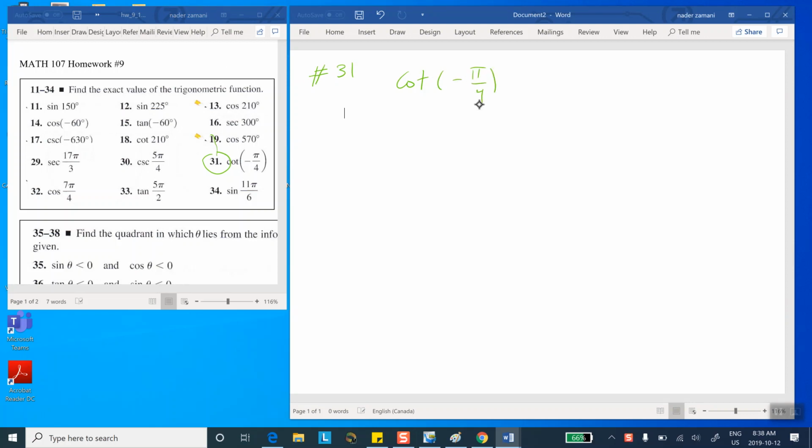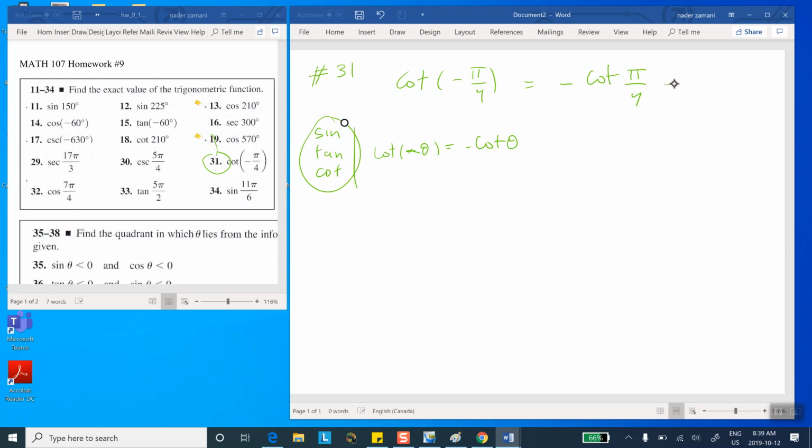Now I did mention that in class we discussed the facts that sine, tangent, and cotangent are all odd functions. And what that means is that cotangent of minus theta is the same as minus cotangent of theta. So the minus basically comes out for any one of these three functions. That being the case, I can write this thing as minus cotangent of pi over 4.